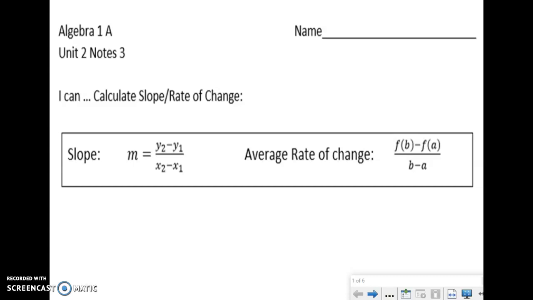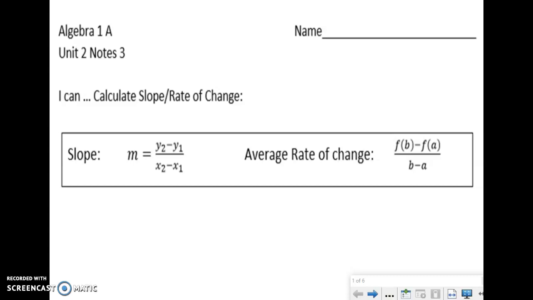Hey, and welcome to a lesson on calculating slope slash average rate of change. By the end of this, you should feel really comfortable with finding the average rate of change from a table, from a graph, and from a function, and then be able to apply those skills to a question involving real-life application. Okay, so those are learning targets for today.